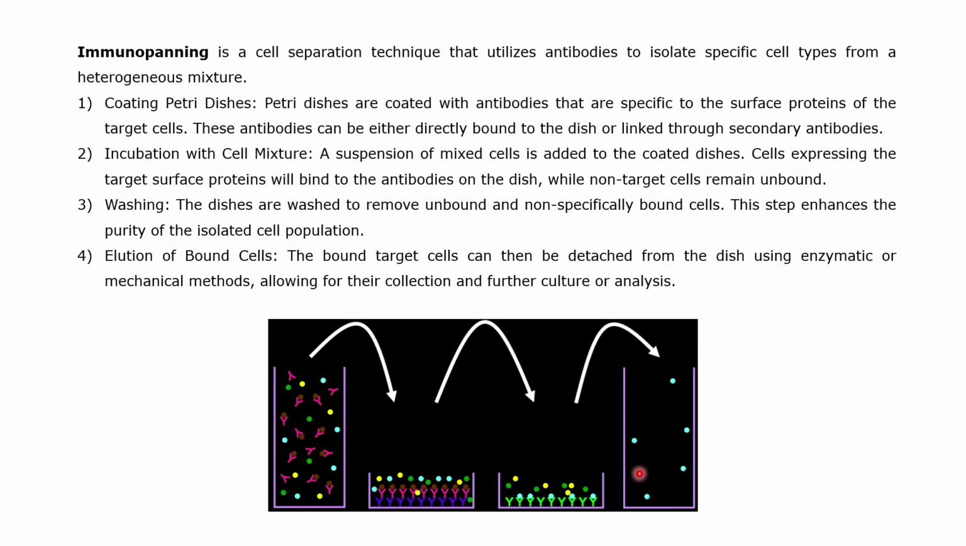So this is called immunopanning. Using a particular antigen-antibody interaction, you are usually separating a particular cell population from a population of different kinds of cells, so that you can actually do some cell culturing and all. So this particular technique is called immunopanning.